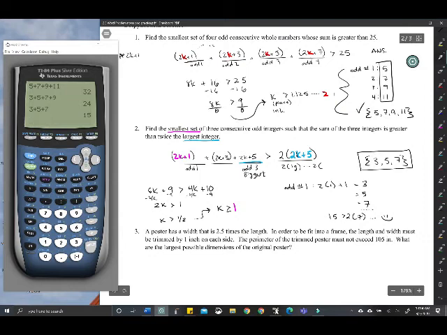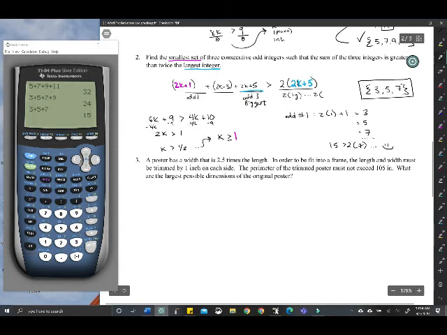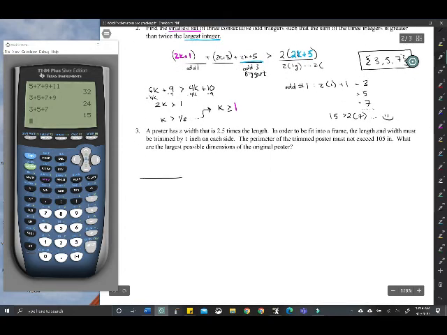Boom, boom, boom, boom. Our good old poster problem. The original width, so feel free, draw yourself a poster. I won't get too crazy with this one. It has a width 2.5 times the length. So we'll say this is 2.5 L and the length. In order to fit into a frame, the length and width must be trimmed by 1. So everything is cut in our dimensions by 1. The perimeter of the trimmed poster must not exceed 105.